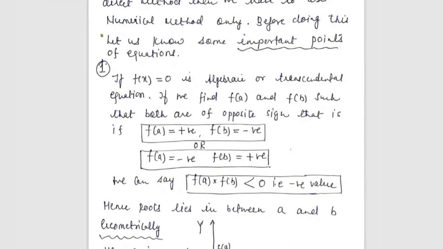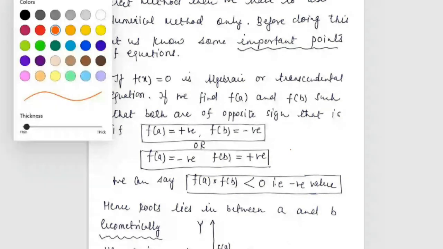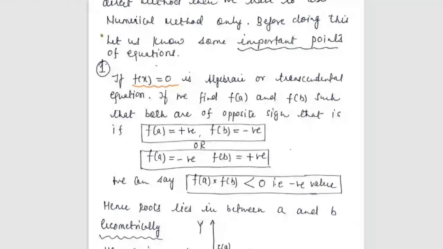So I'm marking here with the red color. Suppose your equation is f of x equals 0. This equation may be either algebraic or it may be transcendental. You know very well the equation which can be written in terms of a polynomial, you say these are algebraic equations, while the equations which contain some special function like trigonometric function, exponent, logarithm, they are transcendental equations.